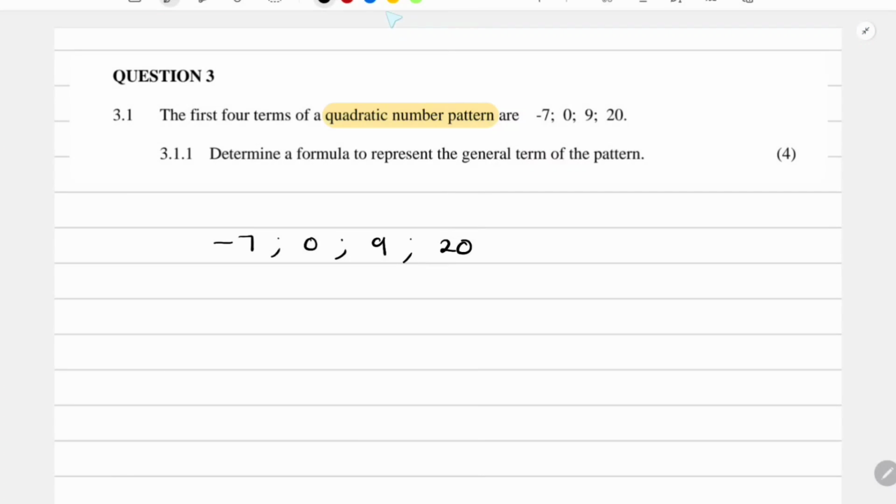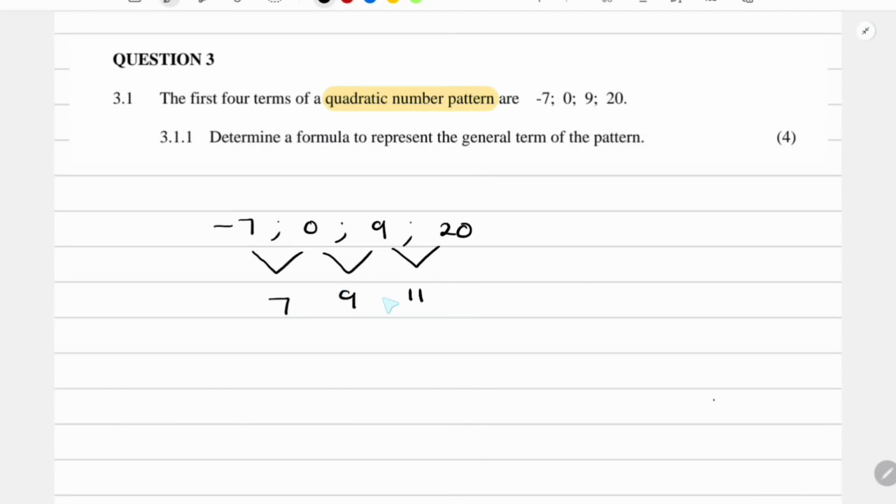Okay, so to find the first difference, we're going to first of all say the 20 minus the 9. And when we subtract those, we get 11. And then 9 minus 0, 9 minus nothing stays 9. And then 0 minus -7. Remember, that is 0 minus -7. When you multiply two negatives, they become a positive. So that gives you +7.